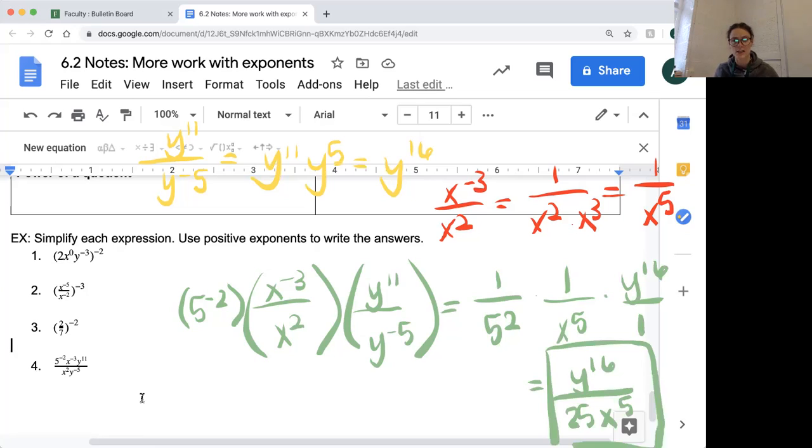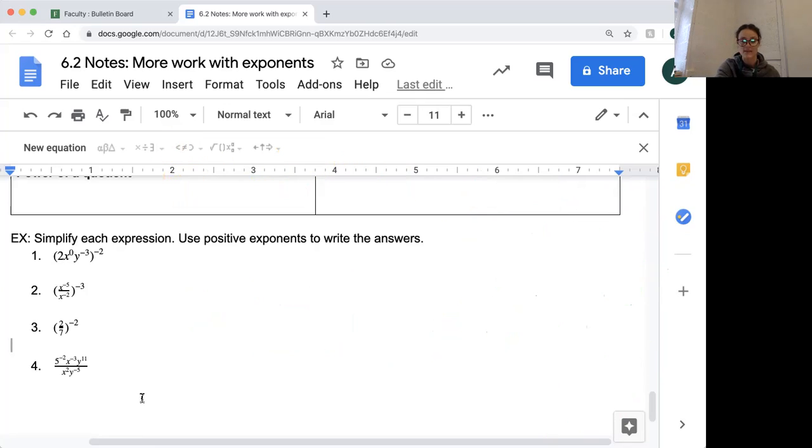That one was potentially the trickiest one we've done so far, but remember to keep your columns like numbers and then similar variables together. Do it one piece at a time, follow the exponent rules you know, and you will be good to go. And that's all I got for this video.